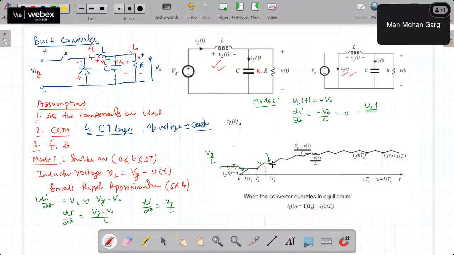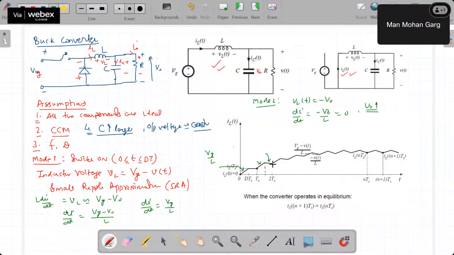So the inductor will store the energy. Now when the switch is off over here, then what will happen? This circuit will be the equivalent circuit. Now this has stored the energy, so further this will charge this capacitor. So this capacitor will have more value now.